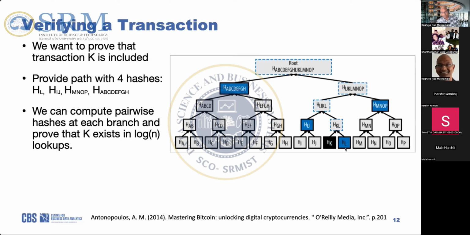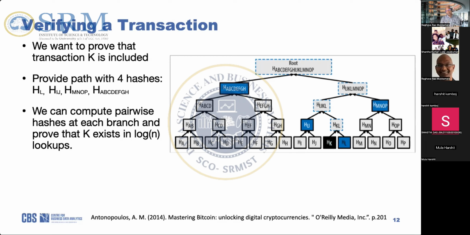So which hashes do I need? I want to verify HK, so I will need HL. If I have HL, then I can compute this one. Then I also need HIJ, and then I will compute this one. And I also need this one, and also this one. So to verify whether the transaction HK exists in the Merkle tree, or in the block, we supply 4 hash values. If you have the 4 hash values, then you can easily verify whether HK exists or not.